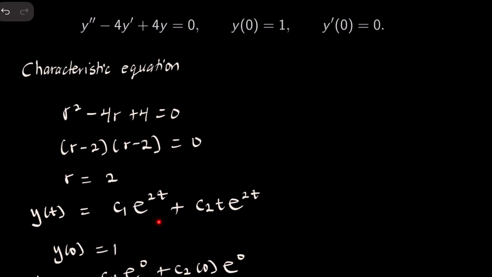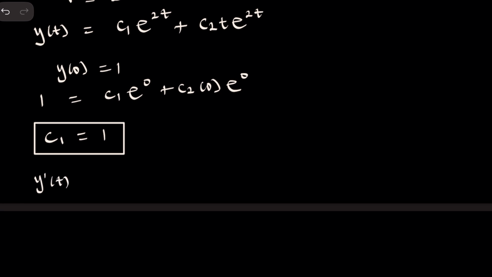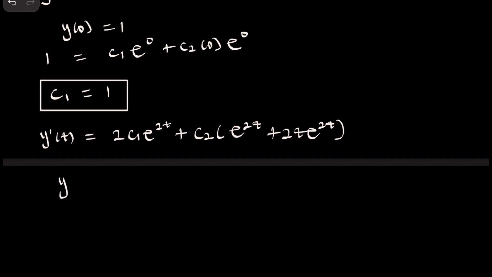So we need to differentiate our general solution y of t. So let's differentiate y of t. y prime of t will be giving us 2c1 e2t plus, with the second term we use the product rule, so we're going to have c2 out e2t plus 2 times t e2t. We have the initial condition to be y prime of 0 is equal to 0.